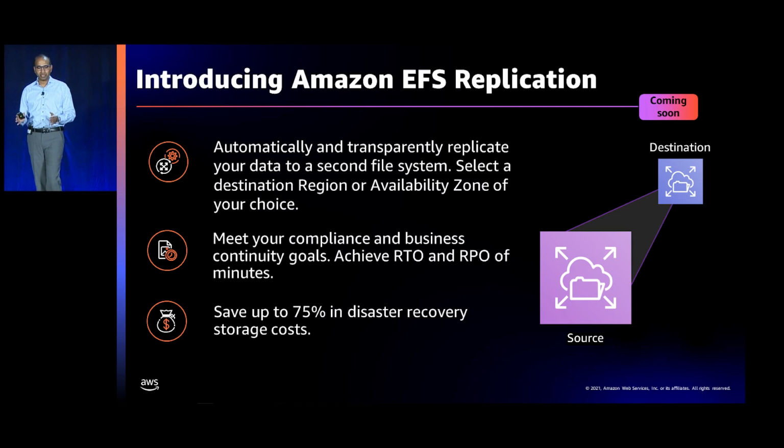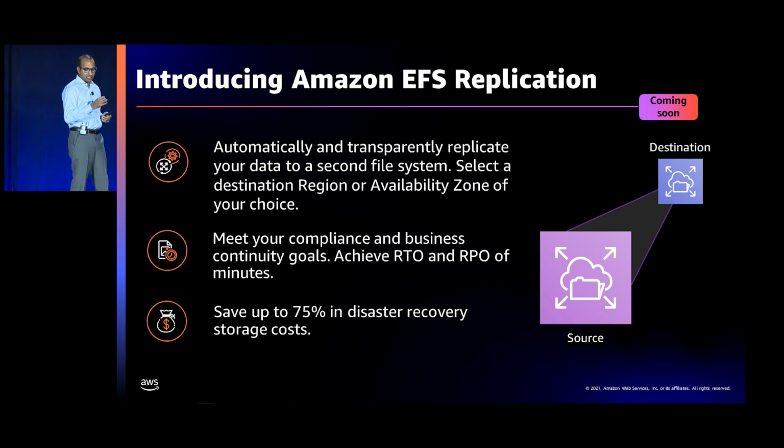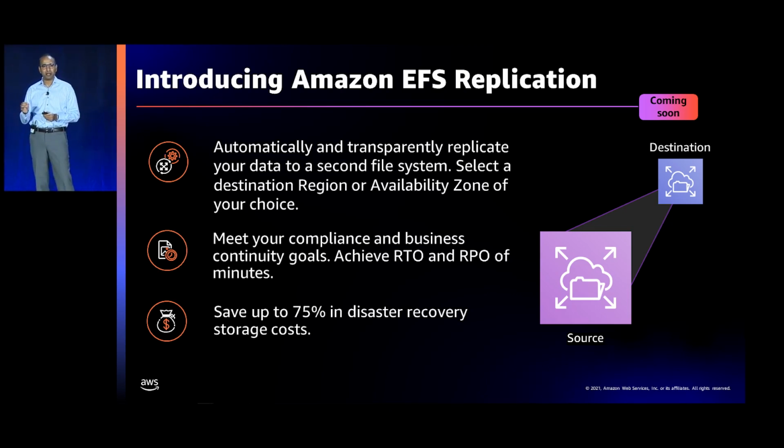Amazon EFS Replication is coming soon to your favorite AWS region. It automatically and transparently replicates your EFS file system to a second file system. You can select an availability zone or a region of your own choice. EFS Replication is designed to help you meet your business compliance and business continuity goals by helping you achieve RTO and RPO of minutes. Yes, you heard it right, I'm talking about minutes.